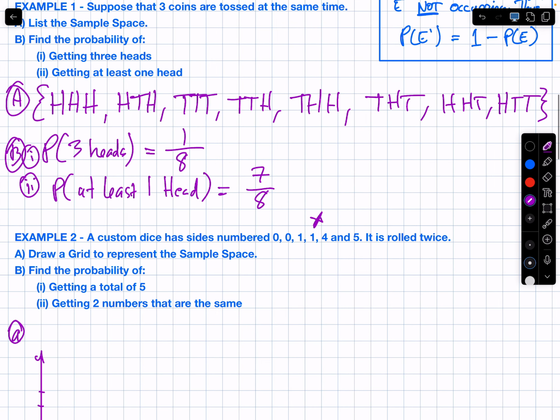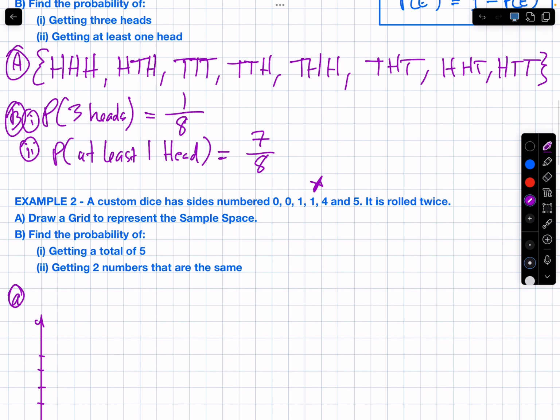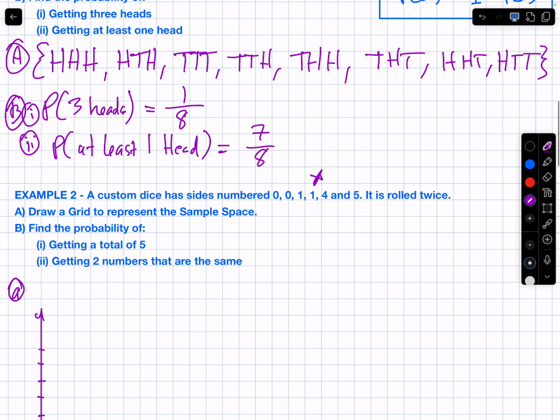So our second example here, I need to show you how we find probabilities using a grid instead. So I've got a custom dice here. The sides are numbered 0, 0, 1, 1, 4, and 5. So it's not a plain dice. It's still fair though, because it's a 6-sided cube that I roll. It's just the numbers are different, okay? So it's still fair. Our maths is going to work. It's just not the 1, 2, 3, 4, 5, 6 dice that we've got.